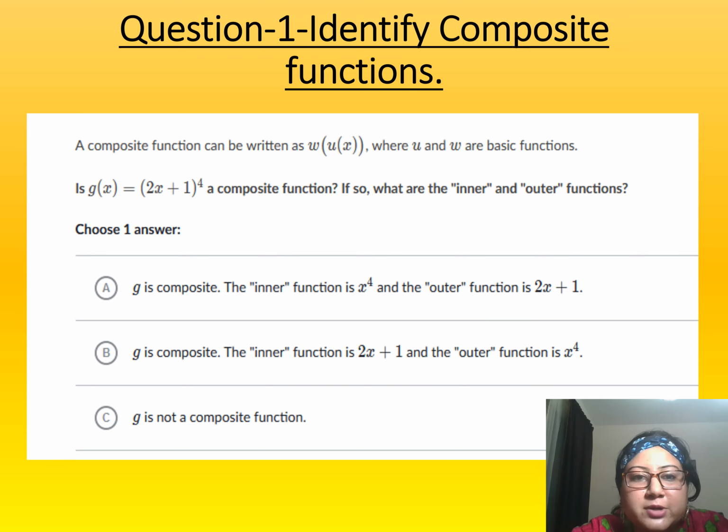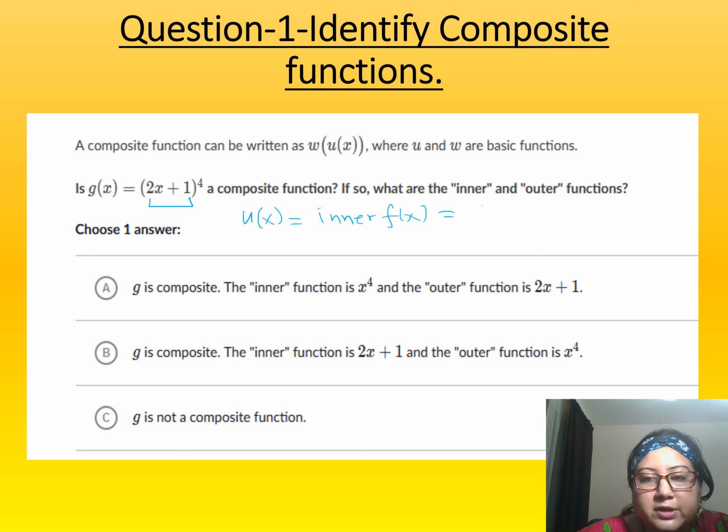Okay, so what answer did you get? I'm sure that you all have got the same answer, that the inner function here is 2x plus 1 and the outer function here is to the power w. So your u of x, the inner function, is going to be 2x plus 1 by definition of composite function, and your outer function, which is w, is going to be x to the power 4.